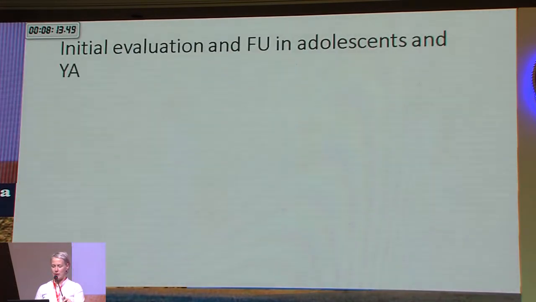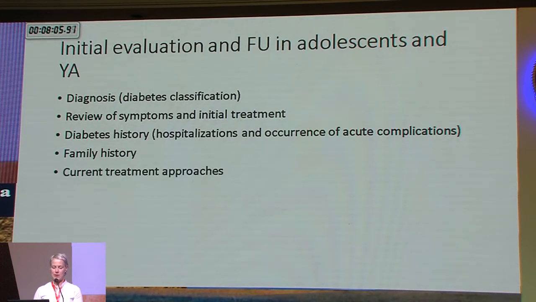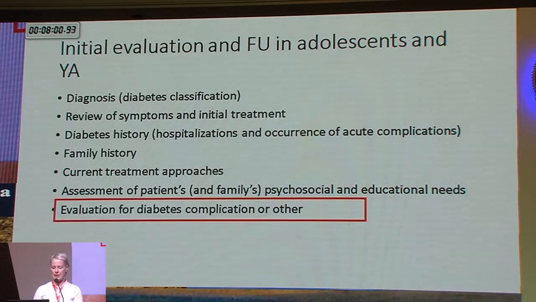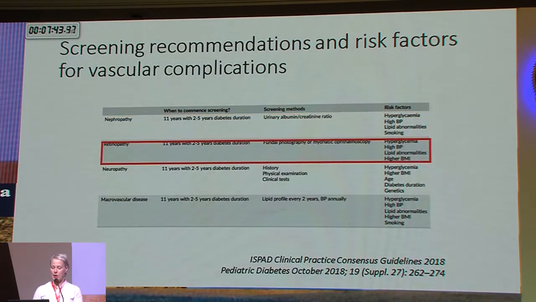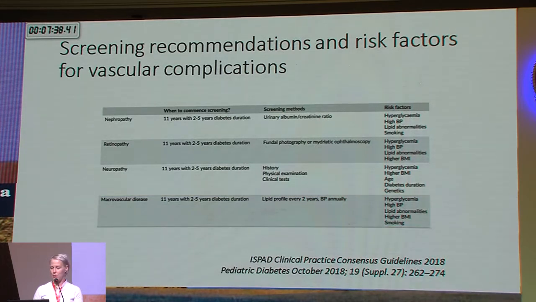What we need to remember about initial evaluation and follow-up in adolescents and young adults: of course, diagnosis, review of symptoms, diabetes history, family history, current treatment approaches, assessment of the patient's psychological and educational needs, but we also need to remember evaluation for diabetes complications or other things. And of course, we need to have a correct follow-up plan for them. What we should do here is written in all guidelines, which we need to use very often: screen for all chronic complications of diabetes, even macrovascular disease, not only microvascular.